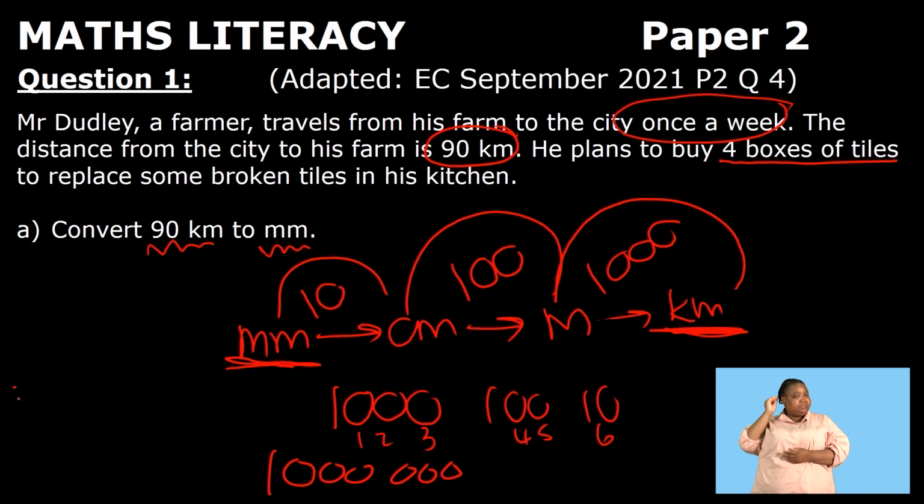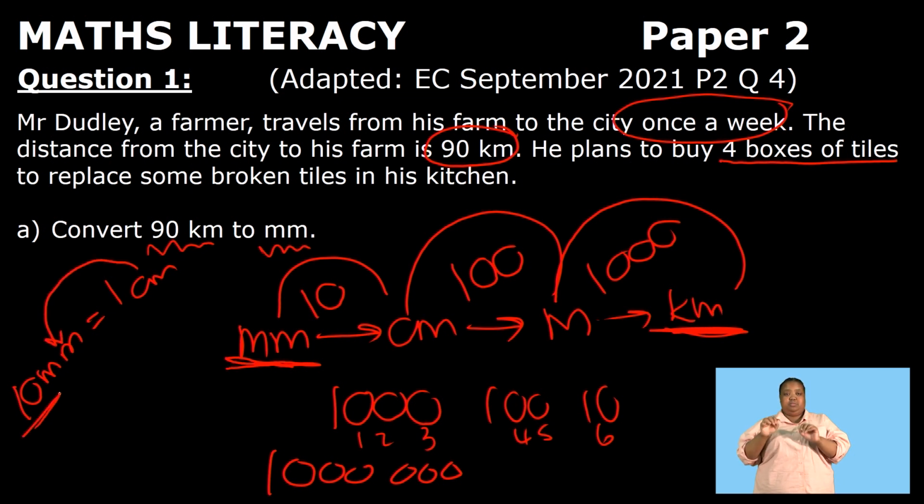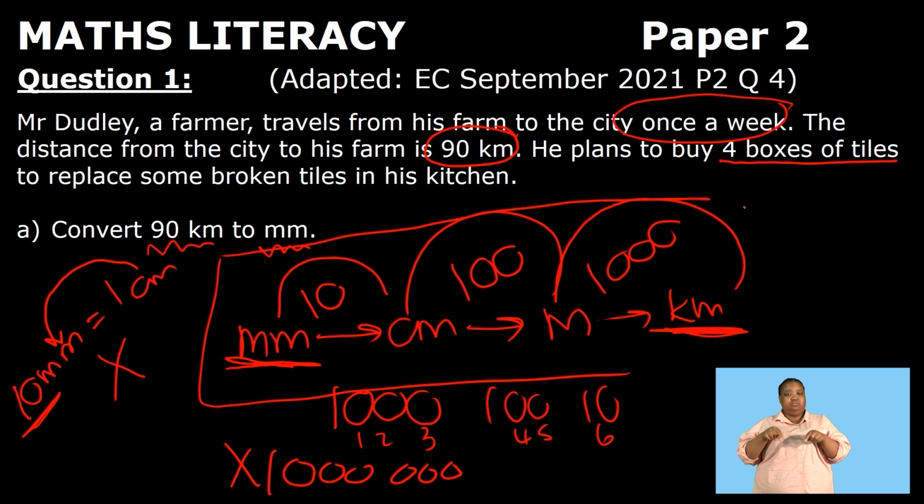If we keep in mind that 10 millimeters is 1 centimeter, going from centimeters to millimeters, your number is growing larger. Therefore, we are going to times, and this is the same situation, so we are going to multiply by 1,000,000. Make sure that you know this by heart, because that will make it for you much easier to do the question.